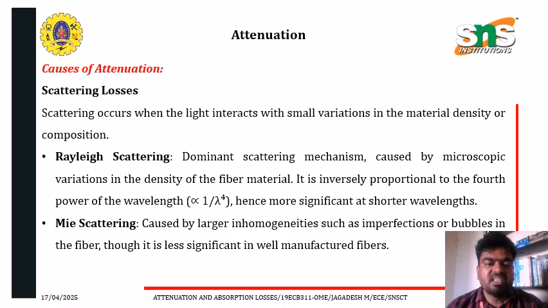And the next cause is scattering loss. Scattering occurs when the light interacts with small variations in the material density or composition. There are two types: one is Rayleigh scattering and the other is Mie scattering.